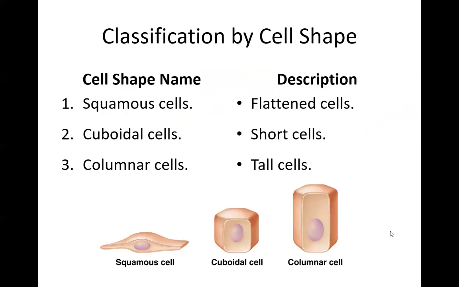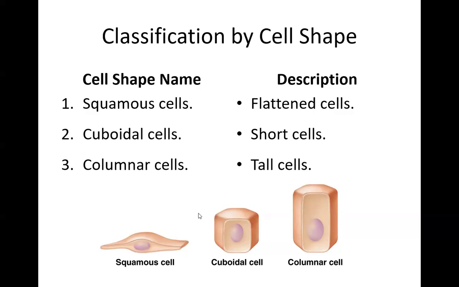Classified by cell shape. So there's also another classification. There is squamous cells. Squamous cells are like a sunny side up egg. You see the squamous cell is the sunny side up, and the yolk is the nucleus.